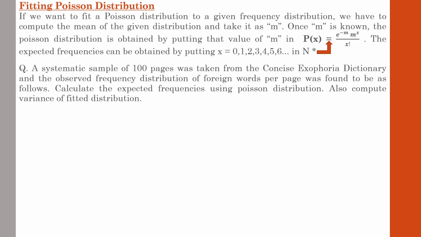So in this question, details regarding a certain dictionary are given. Out of 100 pages in a specific concise dictionary, its frequency distribution of foreign words per page is also given. Calculate the expected frequency using Poisson distribution. Usually in an English Malayalam dictionary, we will have English and Malayalam words, or in an English Hindi dictionary, you will have English and Hindi words. Likewise, in a concise dictionary, you are asked to find the probability of foreign words, the chance of occurrence of a foreign word.